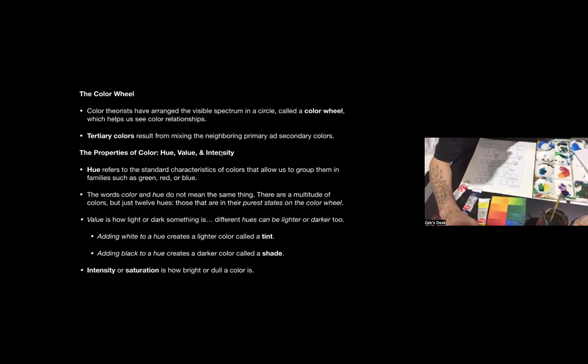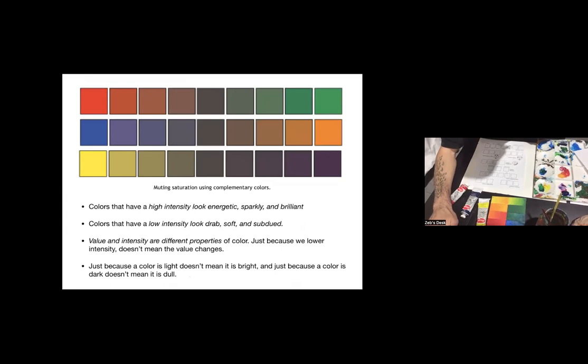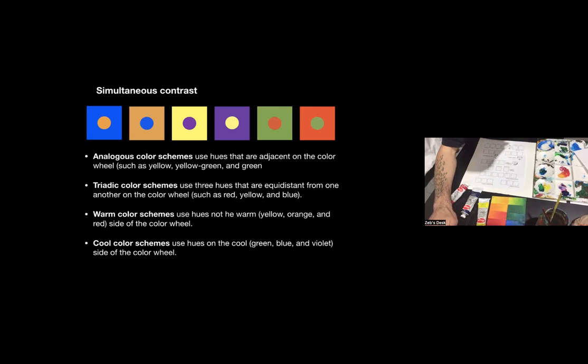There were artists that, when color theory was developed in the early 19th century, specifically used the color wheel to create paintings. They used the tertiaries and the triads and so on.